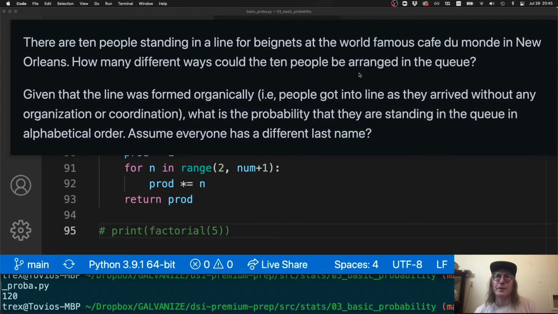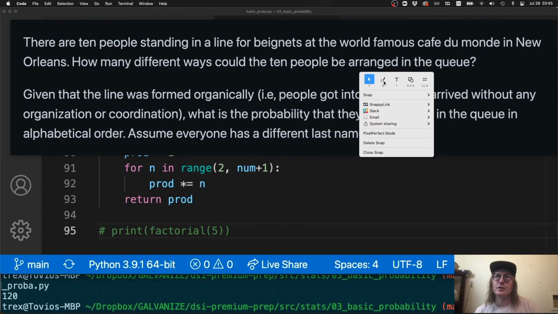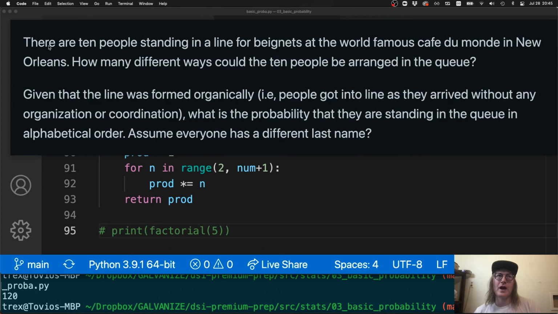So let's think about that first. You've got 10 people. How many different ways could 10 people be arranged? Turns out that's just 10 factorial. Right? Just 10 factorial.